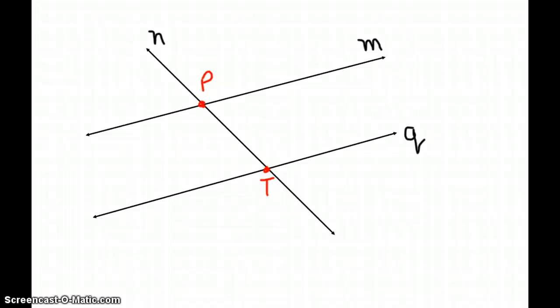Lines M and Q appear to be parallel. That means that they will never intersect or cross each other. Line N intersects the other two. We would say that lines M and N intersect at point P. A point is the most typical intersection between two lines. However, if the lines are parallel, there is no intersection. On your notes, name the intersection of line Q and N.